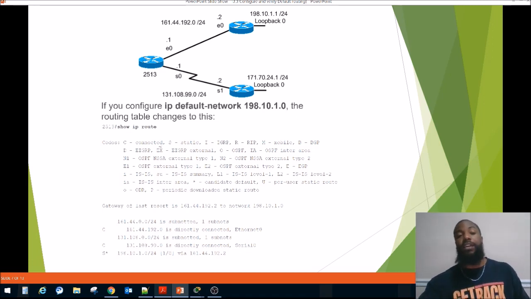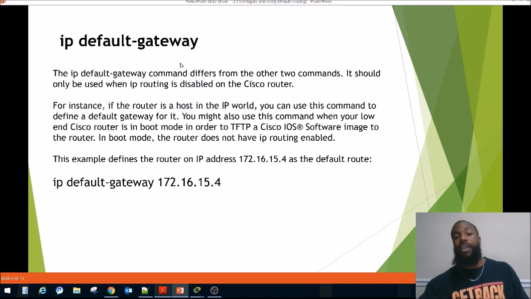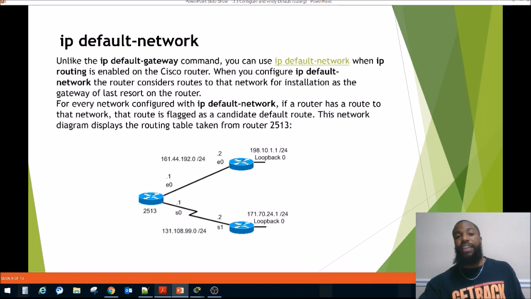That's the difference, right? So remember, this is our default gateway, where we're using a specific IP address. And then with IP route, we'll go over that last. That's the quad 0 route. And then this right here is the default network. We're using the network to get out to the internet.